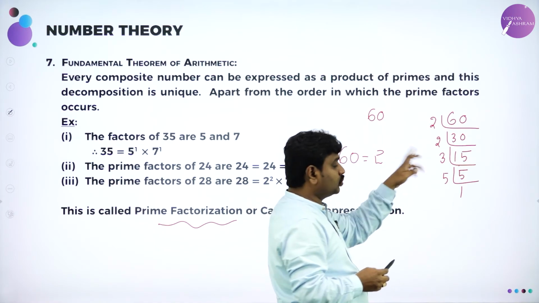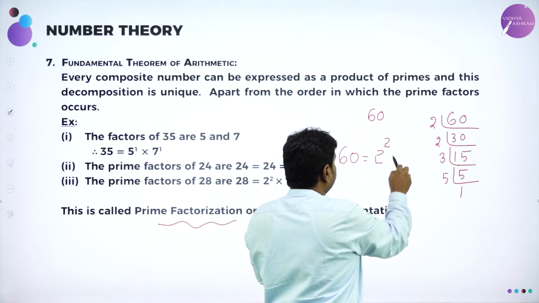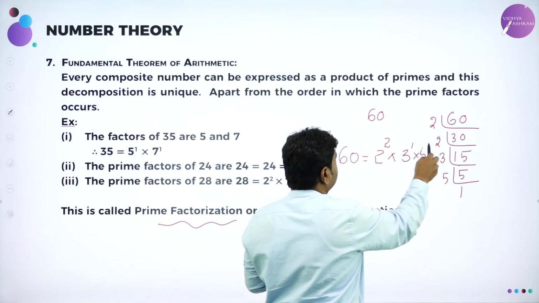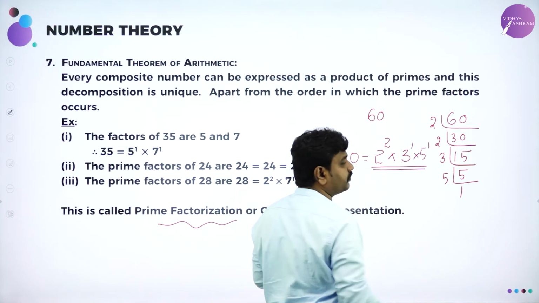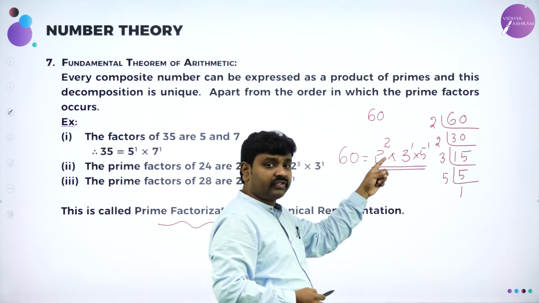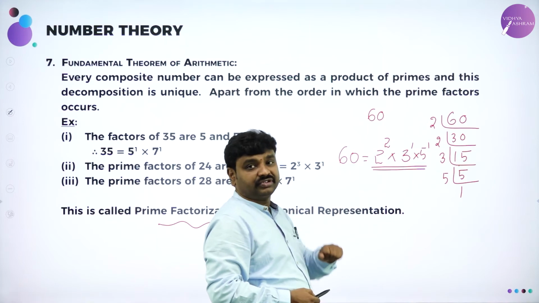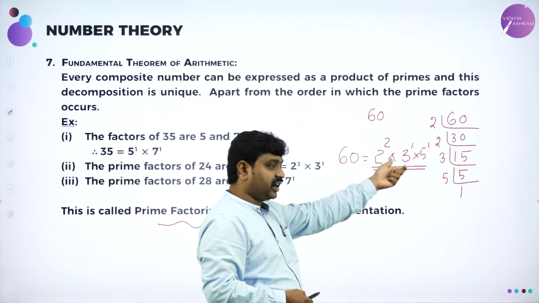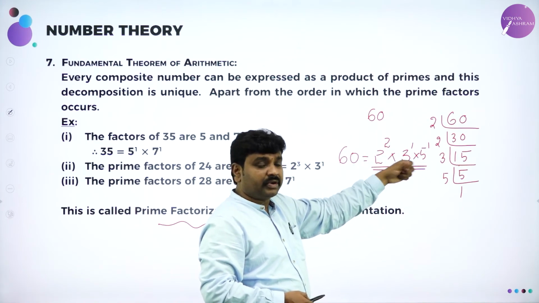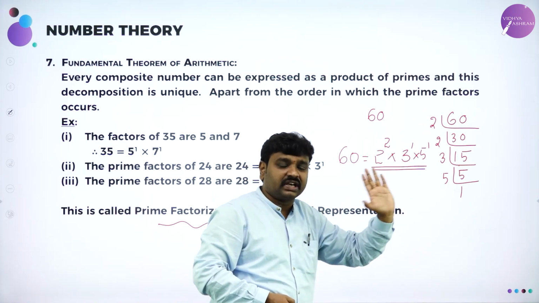How many 2's are there? 2. 2 power 2 into 3 power, how many 3's are there? 1 into 5 power 1. So this is canonical form. It means writing the composite number as a product of prime numbers or prime factors. 2, 3, 5 are the factors. 2 appeared 2 times, so 2 power 2. 5 appeared 1 time, 5 power 1, 3 power 1. So in ascending order I have written.